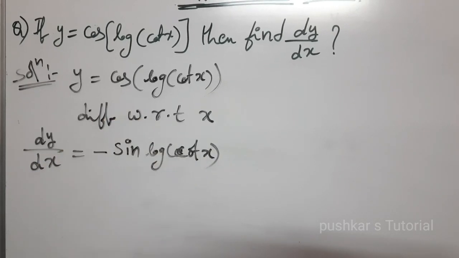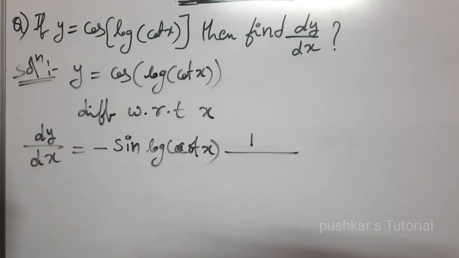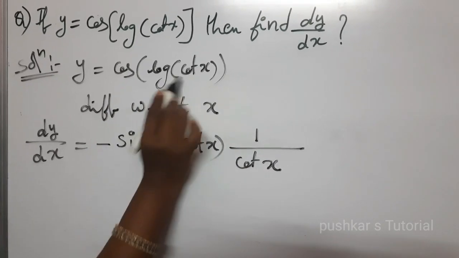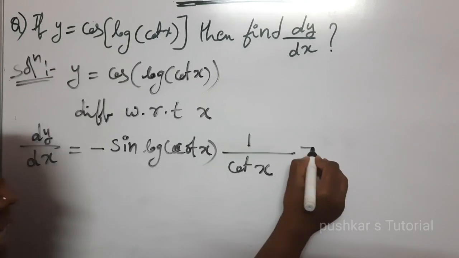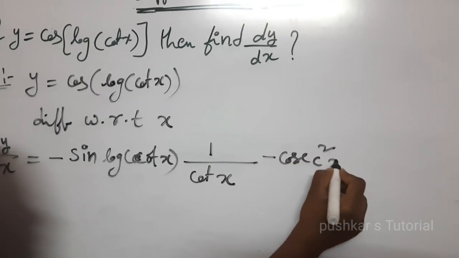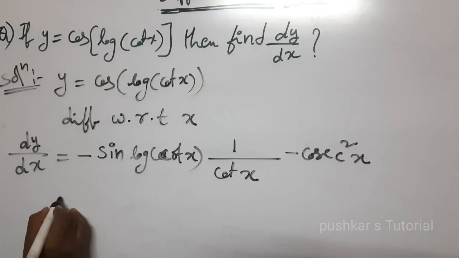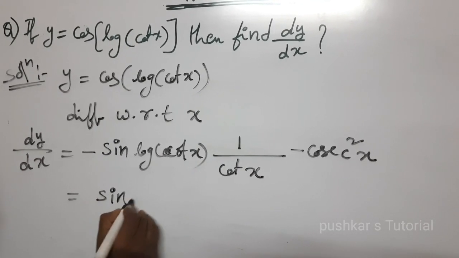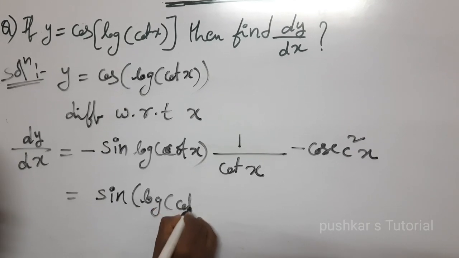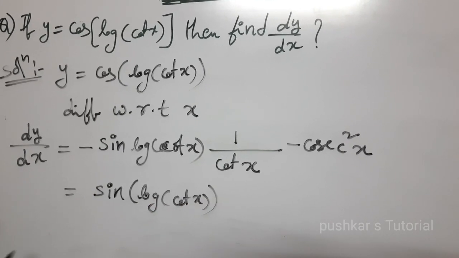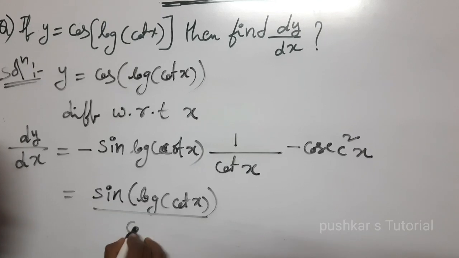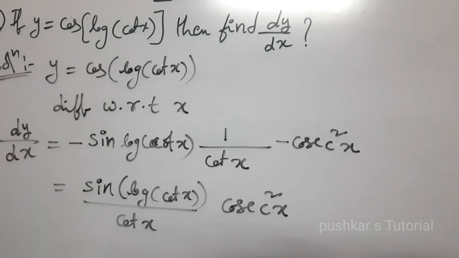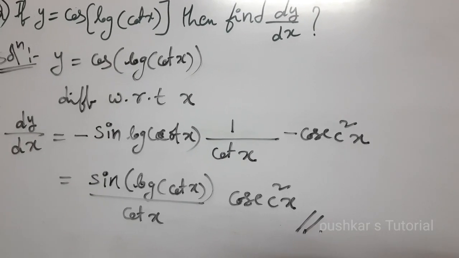Next, log differentiation. Log differentiation is 1/x, x in the place of cot x. Next, cot x differentiation is minus cosecant square x. So the final answer is minus into minus, plus. So sin of log of cot x by cot x into cosecant square x. It is a VSAQ, we can simplify like this.